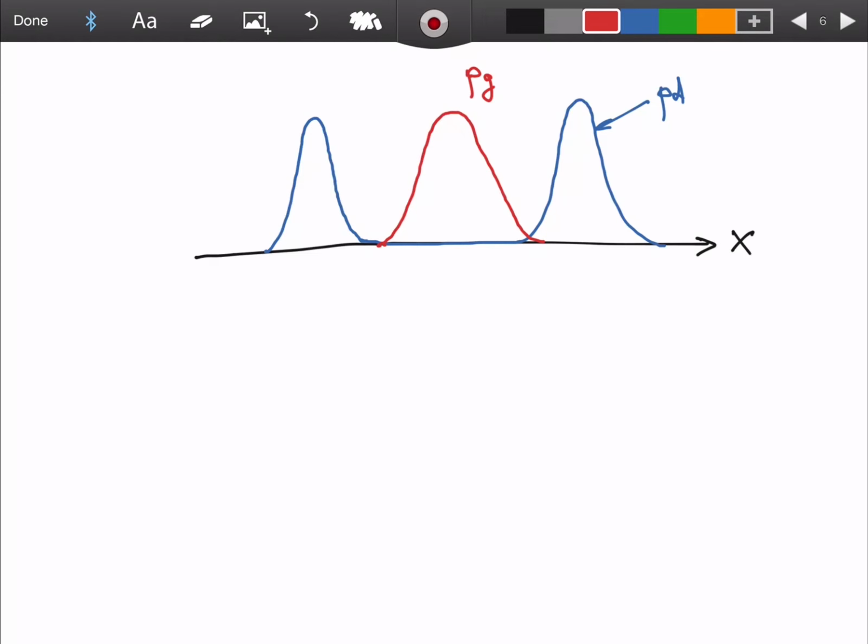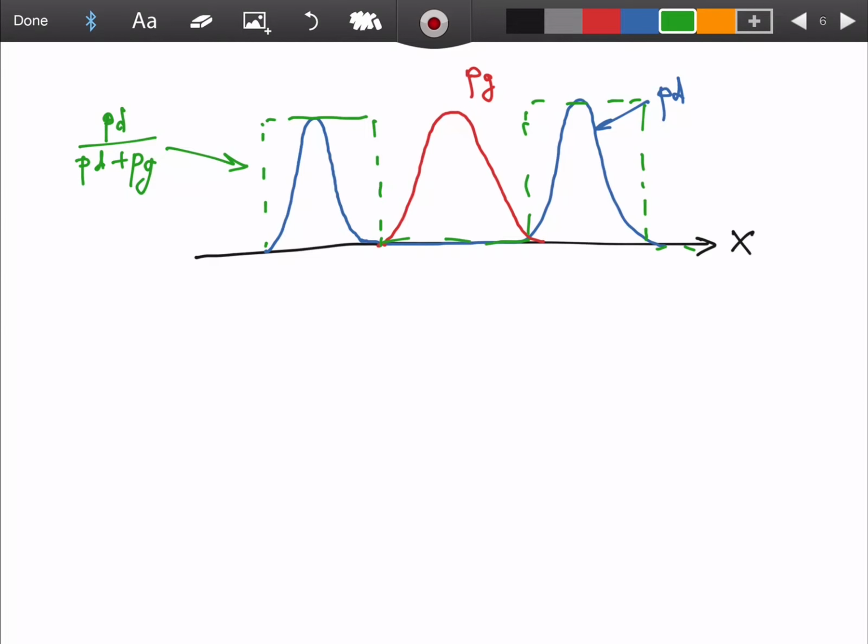So the form for the discriminator was PD over PD plus PG, right? So if you actually compute this, it will more or less look like this. Something like this. I'm not drawing the exact shape, but this is how it will look. So you can see that the overlap between the distributions is practically nonexistent, right? And the discrimination is a piece of cake. It's very easy to discriminate between the two distributions.